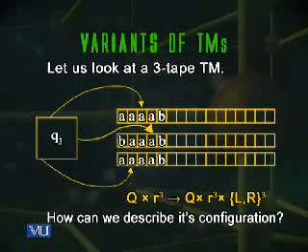Let's look at the following picture of a multi-tape Turing machine. This Turing machine has 3 tapes. How can I describe the configuration of this Turing machine? The configuration of this Turing machine is described as follows. The machine is in state Q3. On the first tape, it has A, B written on it, and the third A is being scanned. On the second tape, it has B, B written on it, and the third A is being scanned. Similarly, on the last tape, it has B written on it, and the second A is being scanned.